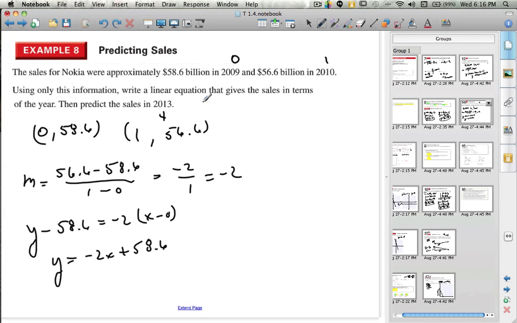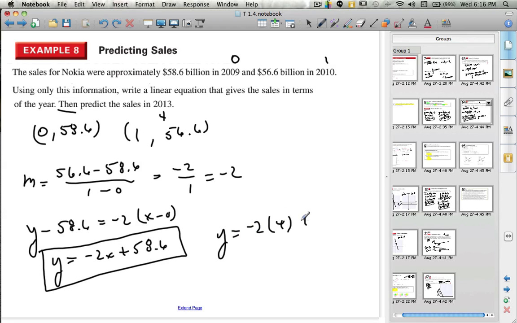Okay, so write a linear equation. I've done that. Then predict sales in 2013. So that means I have to do something else. So this is year 4. If I plug 4 in for x, I should be able to find the sales. So it'd be negative 2 times 4 plus 58.6. This becomes negative 8 plus 58.6. So my prediction is that the sales for 2013 are equal to 50.6 billion.